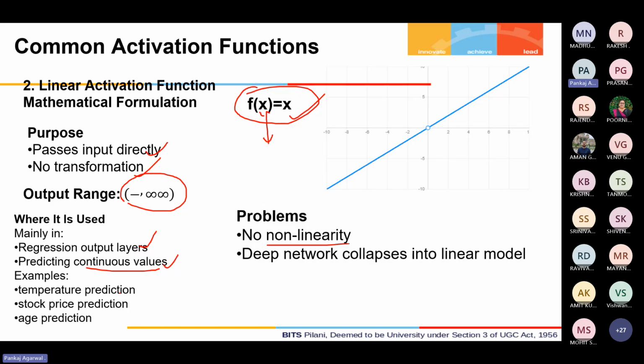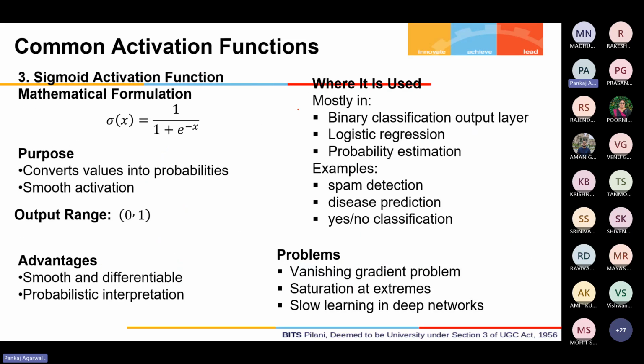So with no non-linearity, a deep network collapses into a linear model, obviously. So ultimately, it means that it can only solve linear kinds of functions, right?